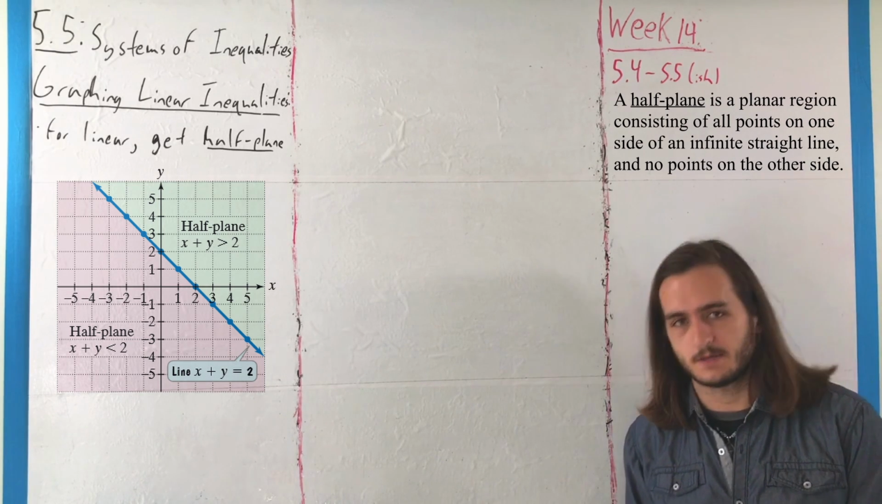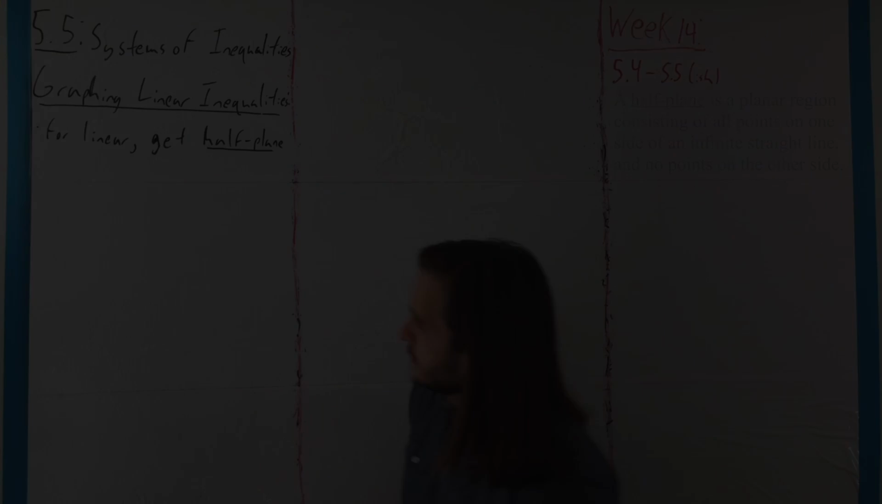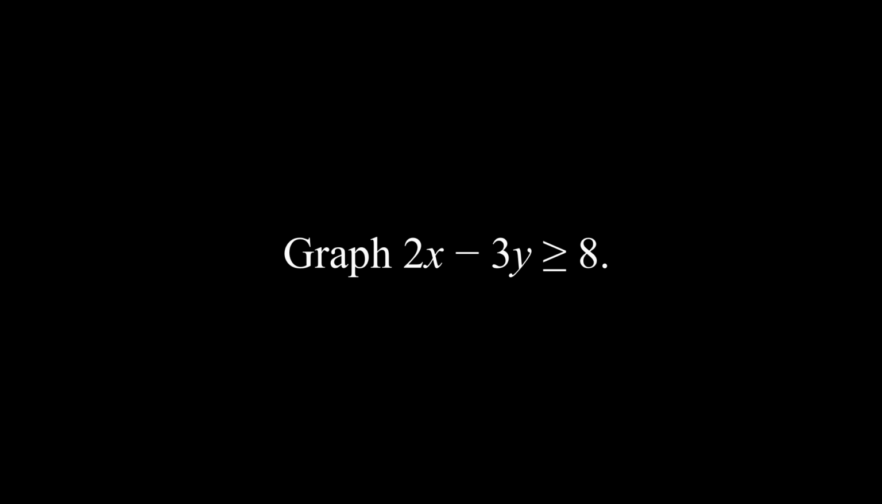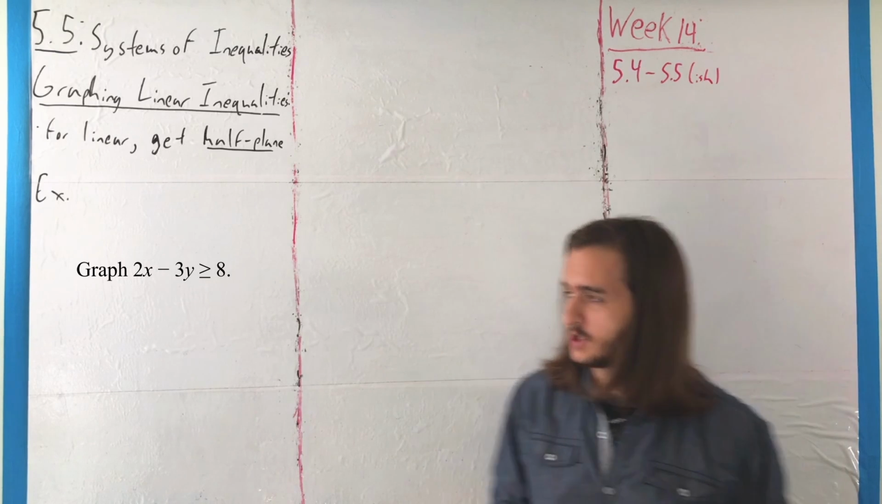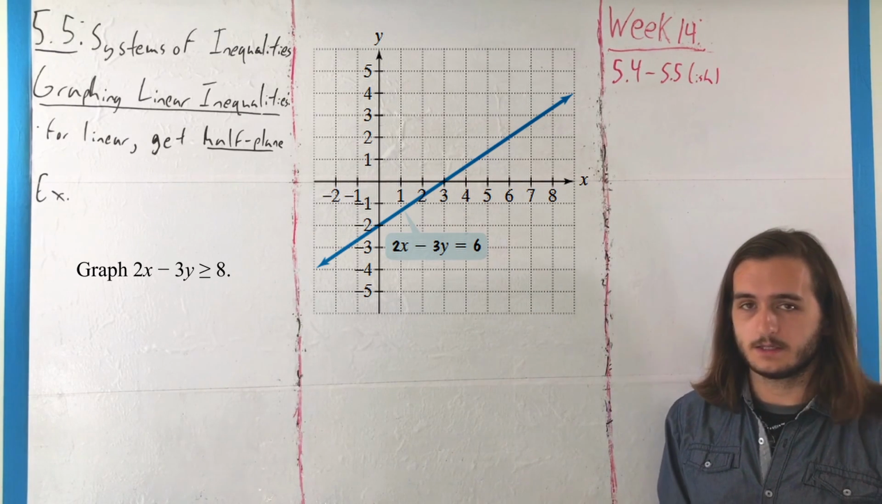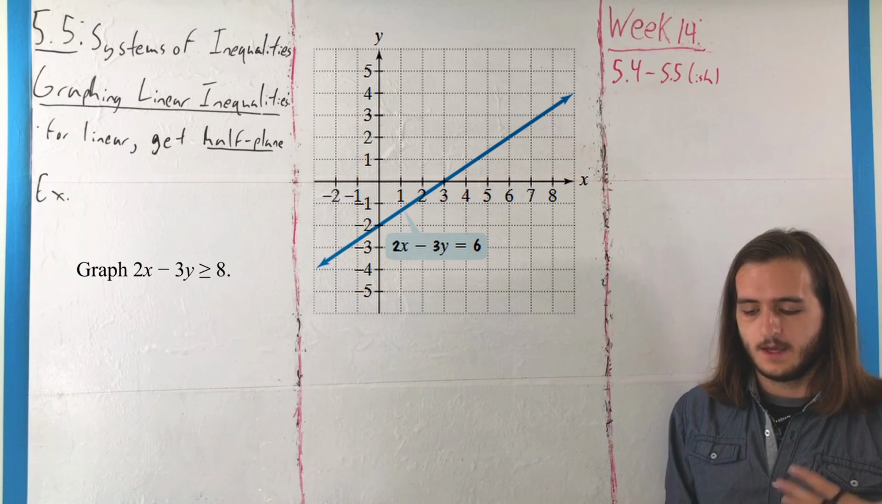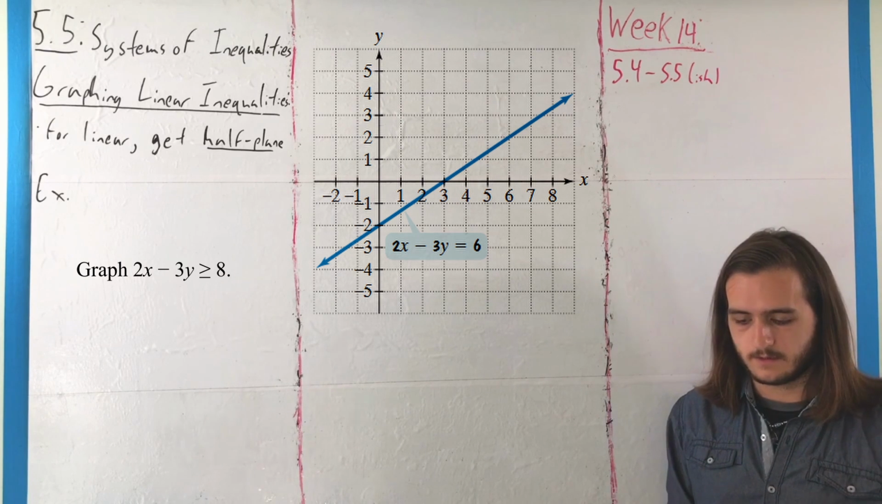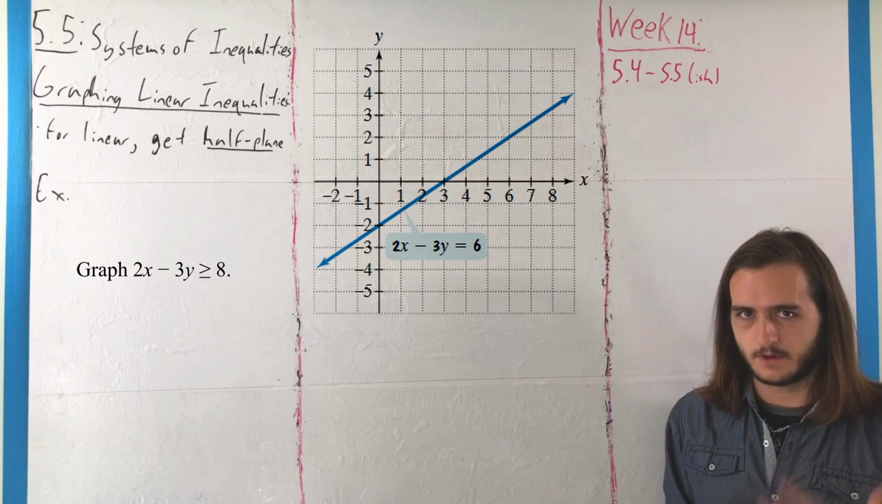There's a lot of steps here. It seems like it's going to be hard, but it's really not. So for our example here, we want to graph 2x minus 3y is greater than or equal to 8. So the first thing we have to do is actually graph 2x minus 3y is equal to 8, where you have the intercepts at (0, -2) and (3, 0) that you can build around.